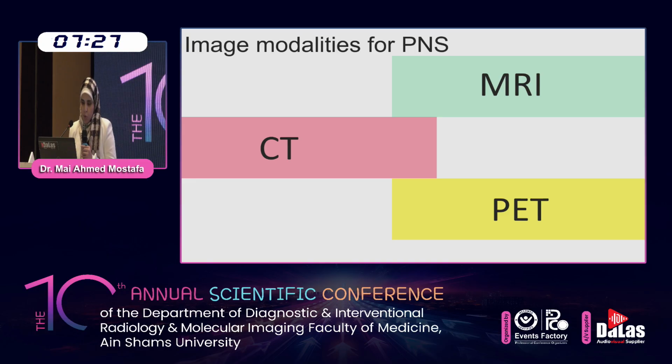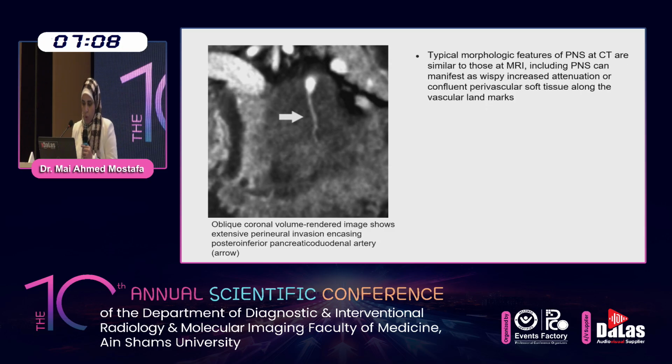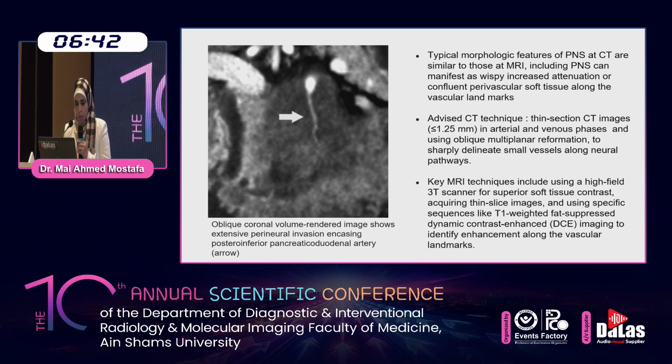Regarding imaging modalities, CT is considered the cornerstone imaging modality for detection and prediction of the perineural spread, owing to its high spatial resolution, and it is less susceptible to motion artifact when compared with MRI. Typical morphological features of perineural spread, similar to MRI, include increased attenuation or signal intensity or confluent perivascular soft tissue along the vascular landmarks. Advised CT technique is thin cut CT in axial, arterial and venous phases with oblique multiplanar format, to sharply delineate the vascular landmarks.